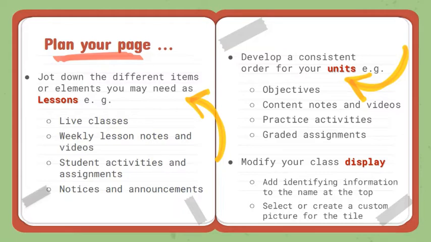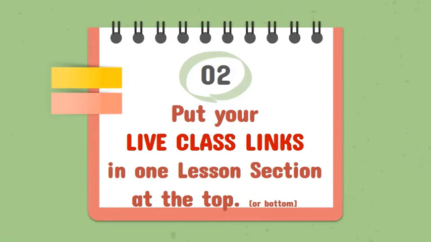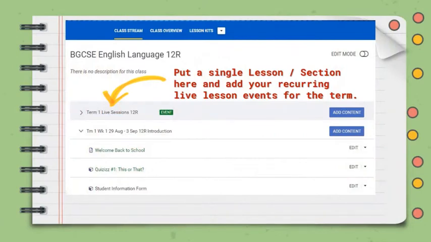Once you've done your planning, you're ready to start putting live links into your class stream. And I strongly suggest that you put your live class links in one lesson section at the top or at the bottom. How does this look? Basically, you give your lesson section a name, you add your events, you add your sessions, your training sessions as they're called in the LMS, and then you make sure that's at the top.